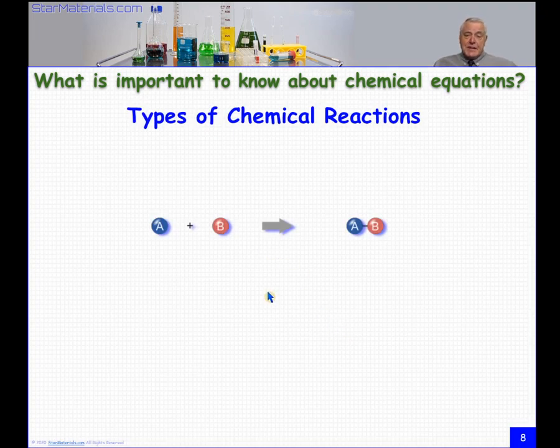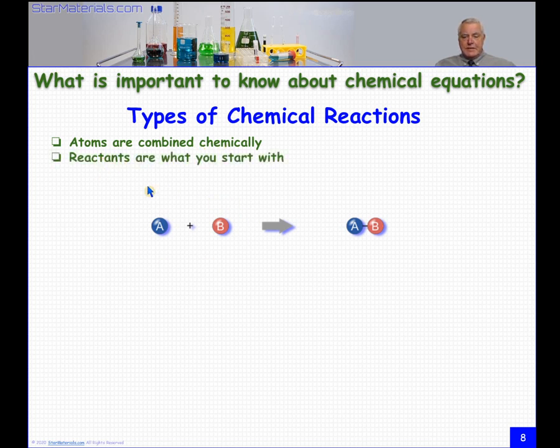Now we've got a couple of different kinds of chemical reactions. We've got a simple combination where atoms are combined chemically. The reactants, that's what you start with. It's on the left side of the arrow. The reaction is the arrow itself, and it yields the products. So when A reacts with B in a chemical reaction, you get the molecule AB. This is an element, this is an element, that gives you a molecule.